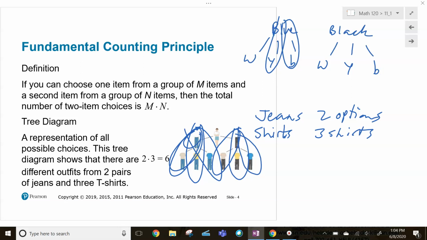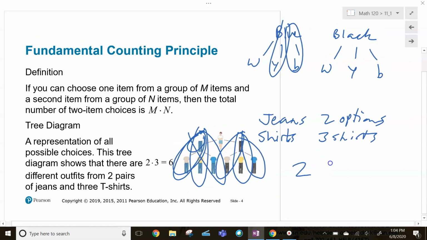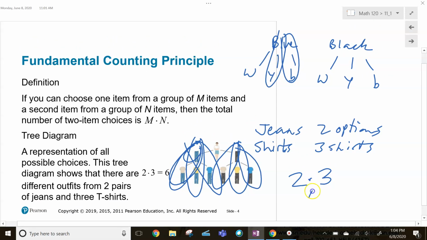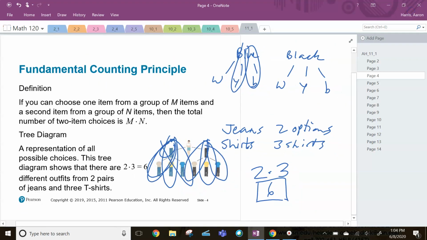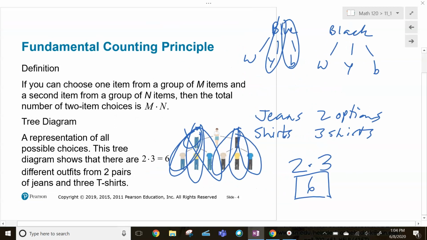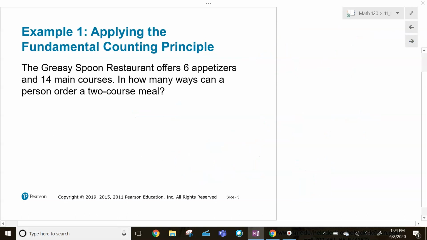So how many options do they have? Well, they have two options for the jeans, three options for the shirt. There's six different outfits. So the fundamental counting principle says if you have M items and then N items for the second option, then the total number of two item choices is M times N. So you multiply. How many options do you have for the first times how many options for the second? That will tell you the total number of ways or outcomes in that given situation.